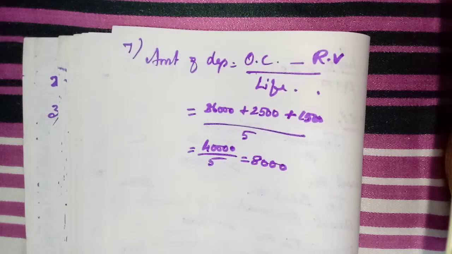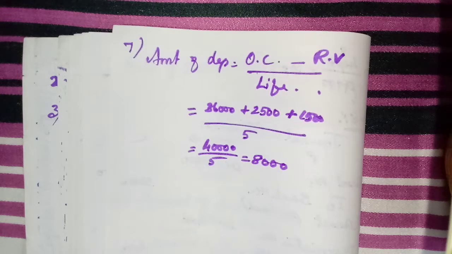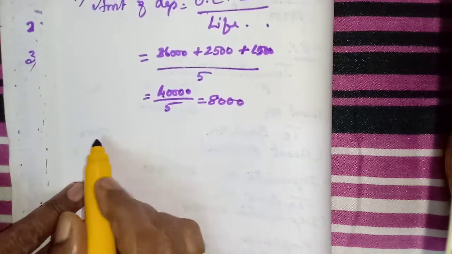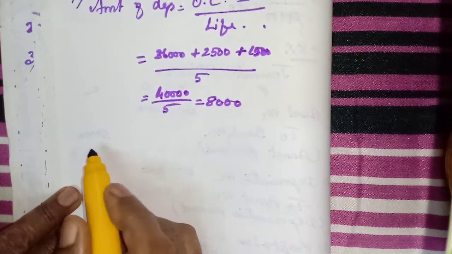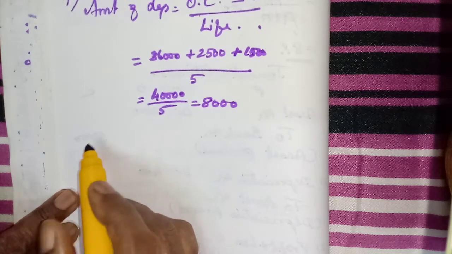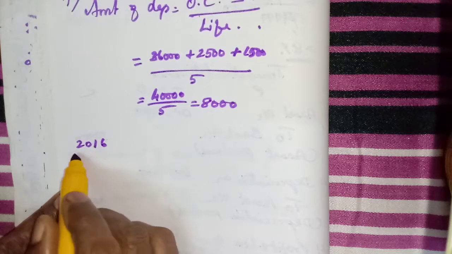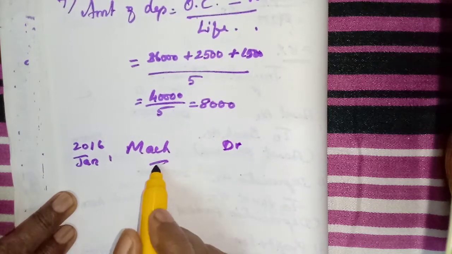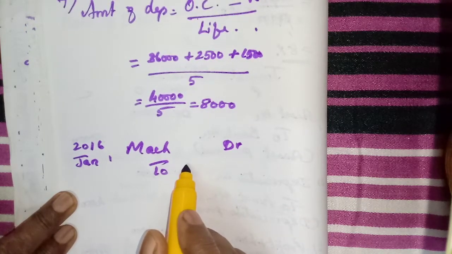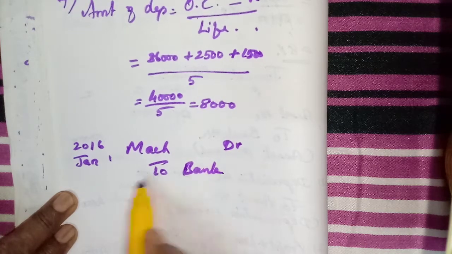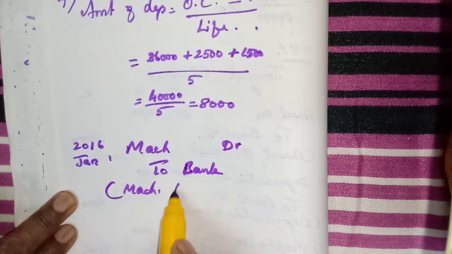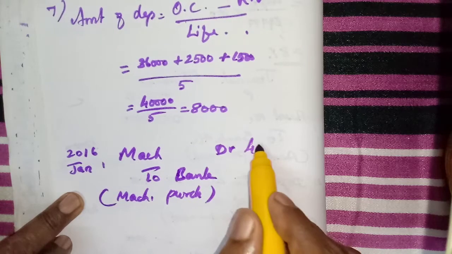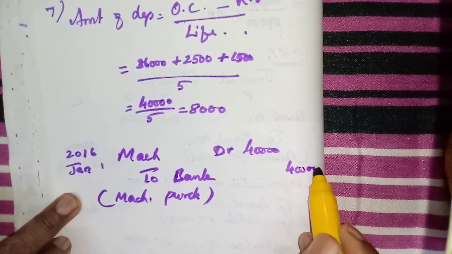Journal entries asked? Yes. Give journal entries. In short only I am going to write. First one, the date when we are purchasing. So 2016 January 1. Machinery account debtor to bank or cash. Bank. Machinery purchased. How much amount? Here 40,000. And all installation charges and freight charges we need to add.